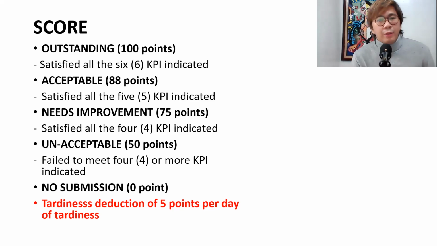Now, unacceptable means to say you have to repeat or rework your activity. So you have to resubmit that if you gain 50 points. Now your total score will remain 50 points plus the fact that you have to submit or resubmit your work. Ganun siya.